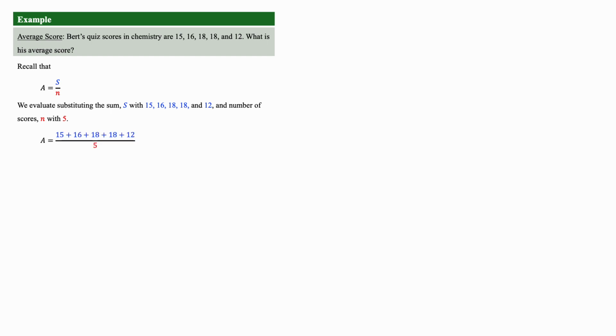All right, and then the next one is we will be finding the average score. Bert's quiz scores in chemistry are 15, 16, 18, 18, and 12. What is his average score? Well, let's recall that A equals S over N, and we evaluate by substitution of the sum S with 15, 16, 18, 18, and 12, and the total number of scores N with 5. So we add all of those and divide the total by 5. We do a little simplification, and we get 15.8. So we write this as Bert's average score is 15.8.